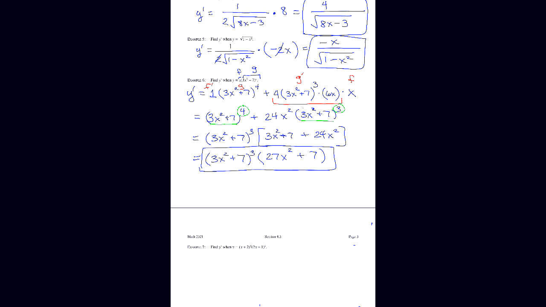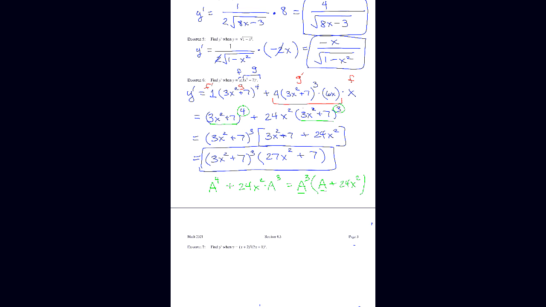One way to think of this, you want to think of these as single units. So I basically have something that looks like this: A to the 4th plus 24x squared times A cubed. How many of these A's could I factor out? I could factor out 3 of them. That would leave me with one of them plus 24x squared. Well, the A is really just this 3x squared plus 7.